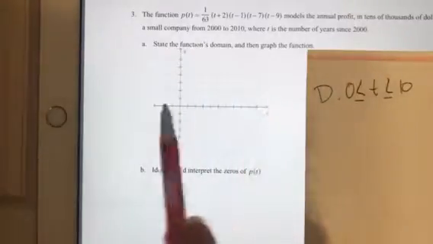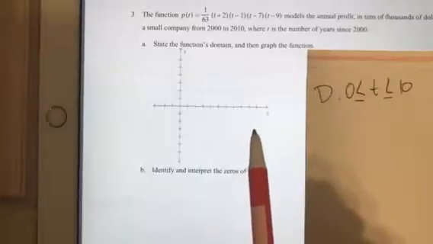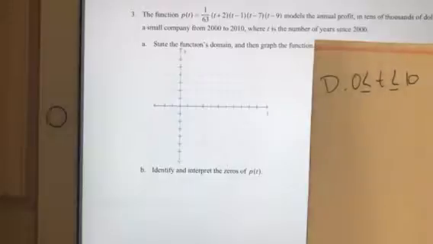Well, this is where y is 0. That's when there was 0 profit. So we're looking at x-intercepts. We're looking at where they made no money in that year.